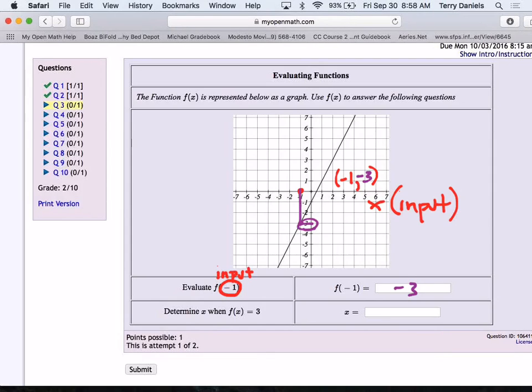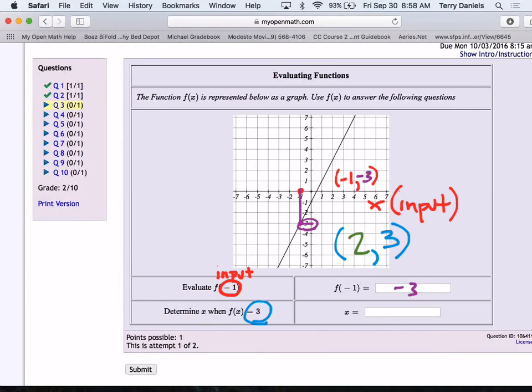Now we're going to flip the process. What if instead the output is positive 3? What is the input? We could do the same kind of thinking. When the output is positive 3, what is the input? We find the ordered pair on the graph that is something, 3. So what would the input be in this case? Just tell me, please. It would be positive 2.